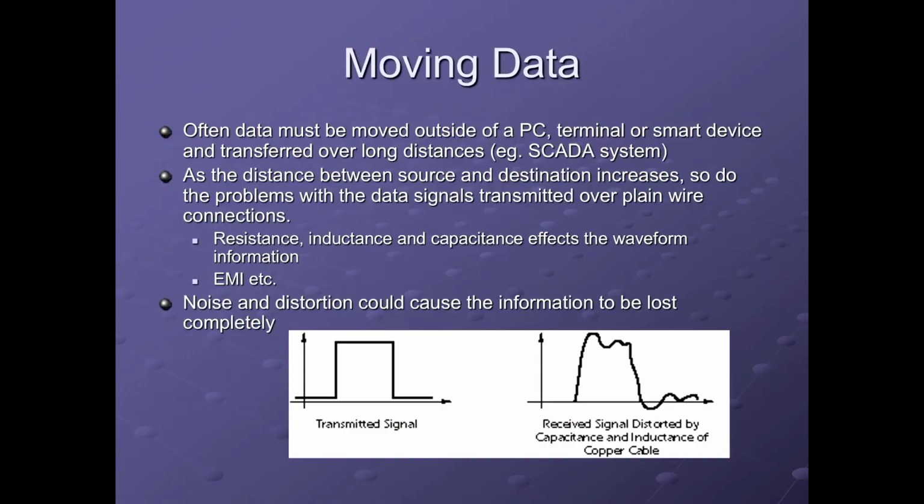So just like it says here, often data must be moved outside of a PC terminal or a smart device and transferred over long distances, and certainly that's always the case with SCADA. As the distance between the source and the destination increases, so do the problems. Resistance, inductance, and capacitance affect the waveform. Electromagnetic interference causes noise on there. So noise and distortion cause the information to be lost completely.